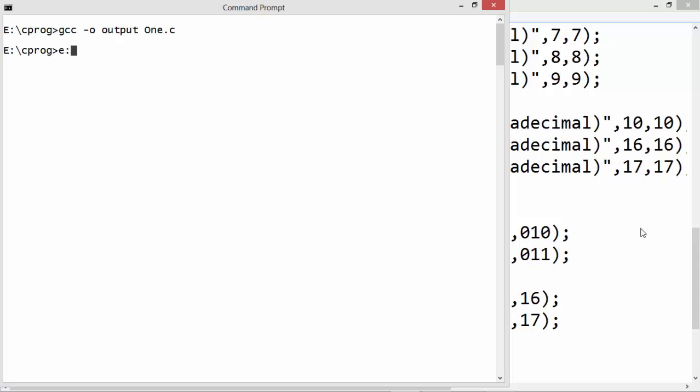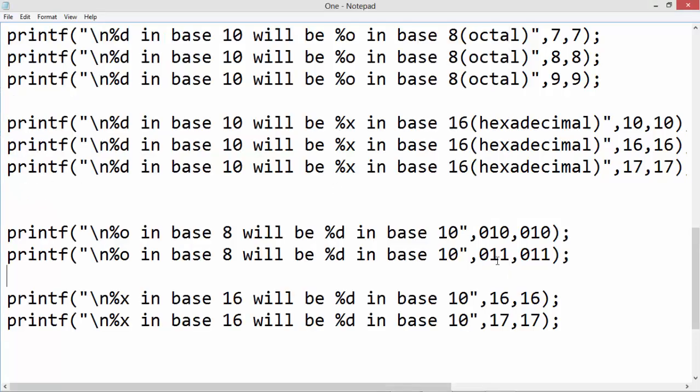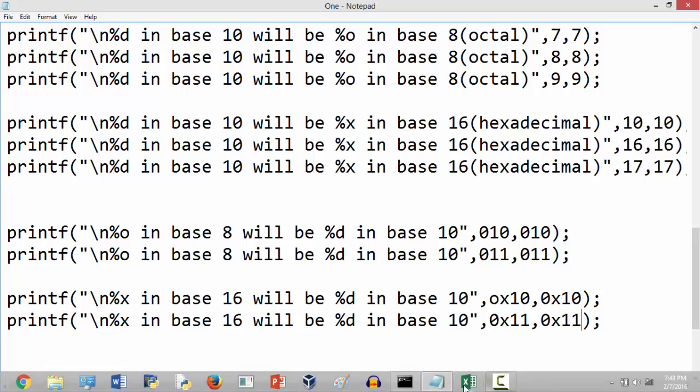When I run this code, it is nothing but 10 in base 16 will be 16 in base 10, 11 in base 16 will be 17 in base 10, because I have given 16 and 17. Or if I directly want to look at this, I can give 0x10 and then 0x11. Then let us see what it will convert to. The answer should be the same.